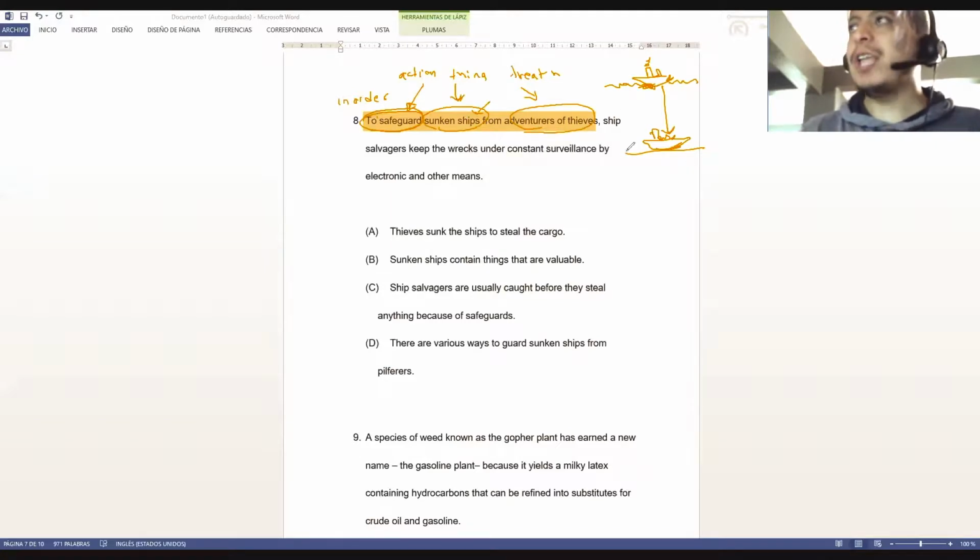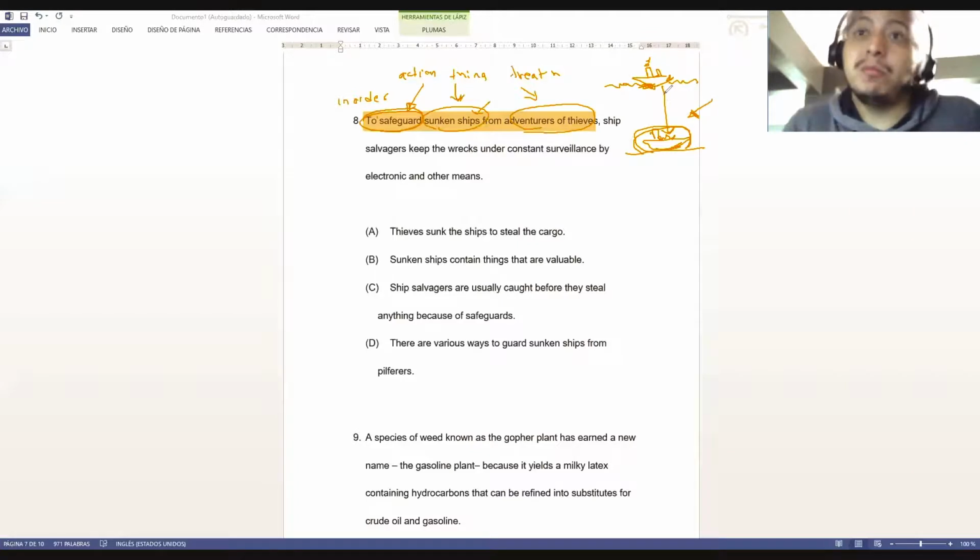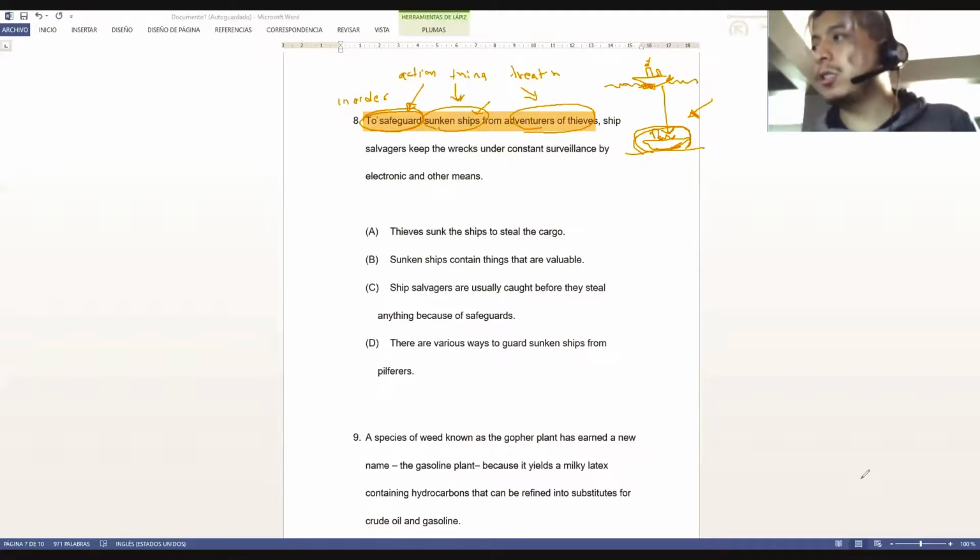So to safeguard, to protect, in order to protect this sunken ship from adventurers or thieves. The adventurers and the thieves, they want to get there. Yeah. So the adventurers, because they just want to check them, they want to see what is there. Thieves, well, they want to steal stuff. Maybe they know that the ship sank, and they are looking for it to just see what is there, and maybe just take it and keep it. So to safeguard sunken ships from adventurers and thieves, this is just an adverbial phrase.